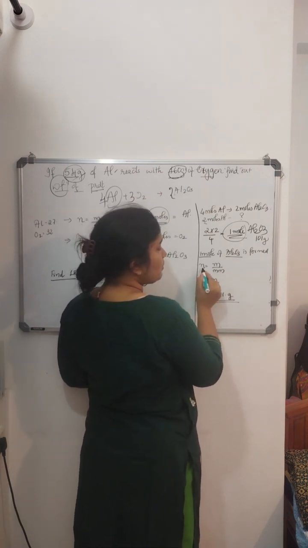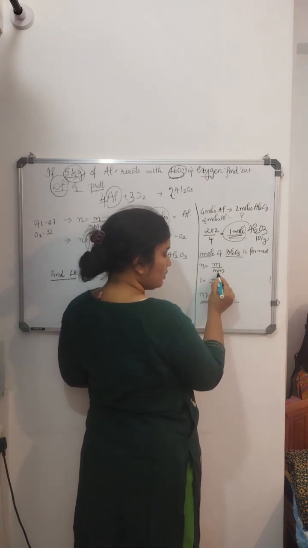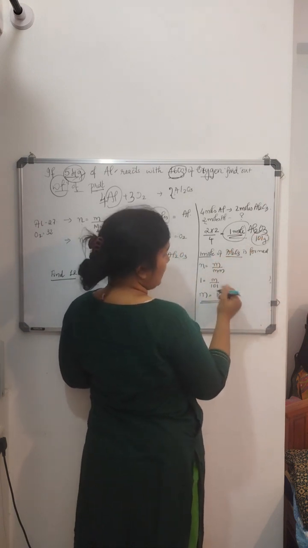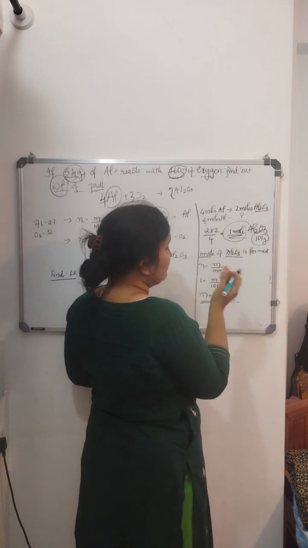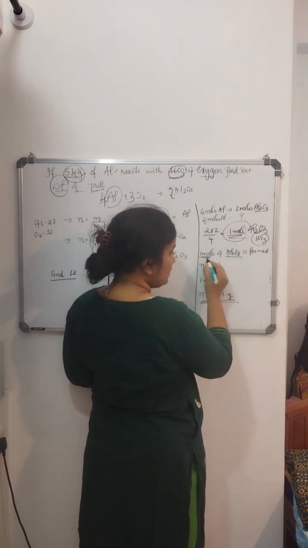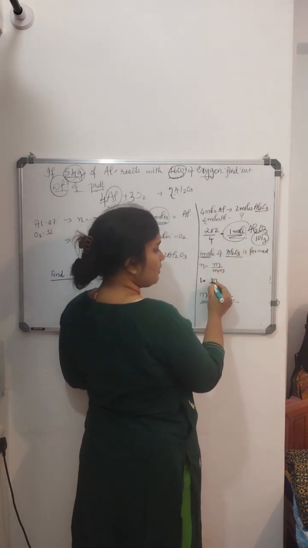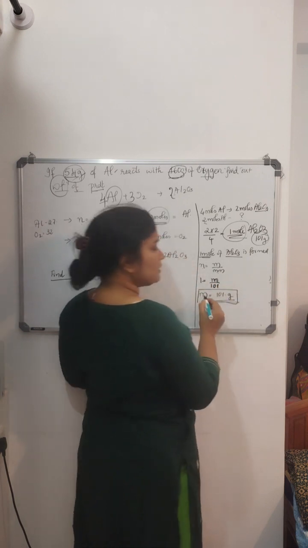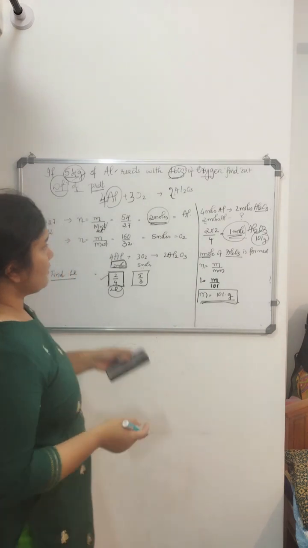Moles is equal to mass per molecular mass. Molecular weight comes up to 101 grams for Al2O3. So moles is 1, so 1 is equal to mass by 101. So mass comes around 10 point something grams.